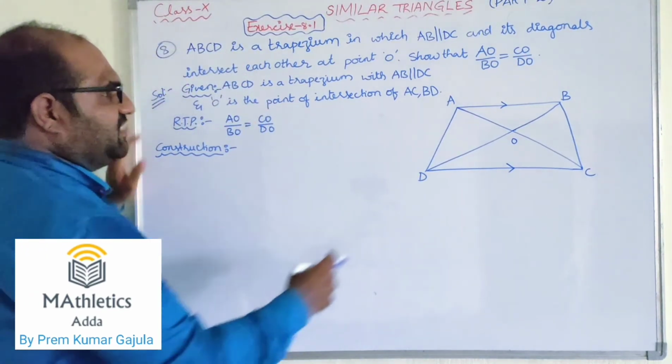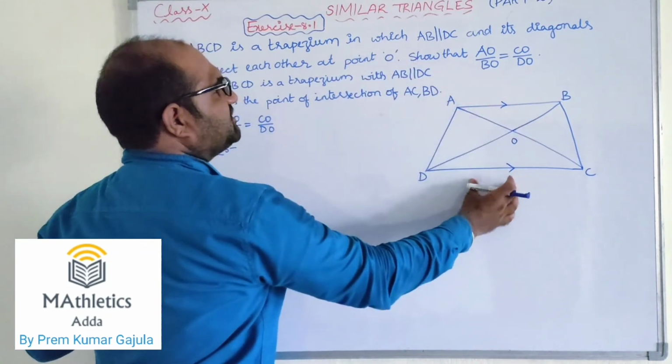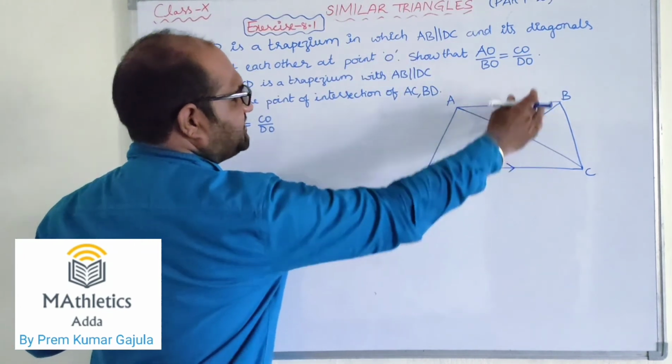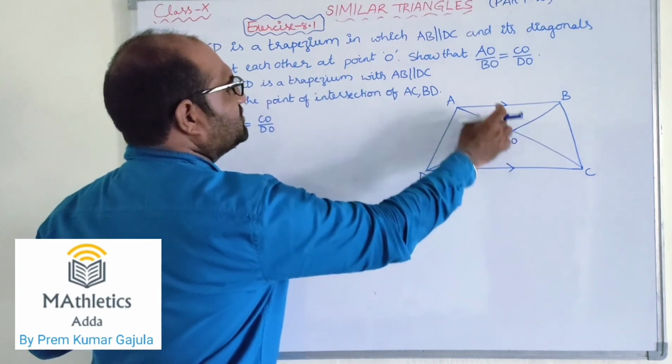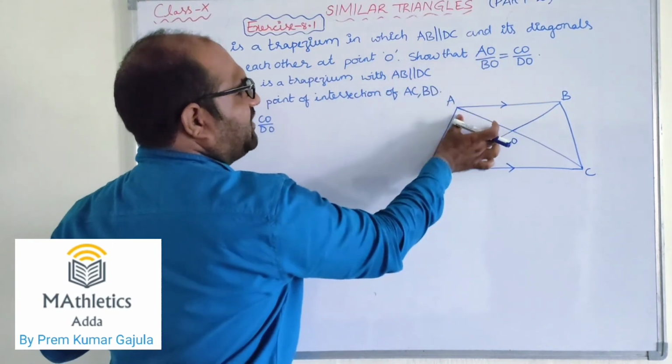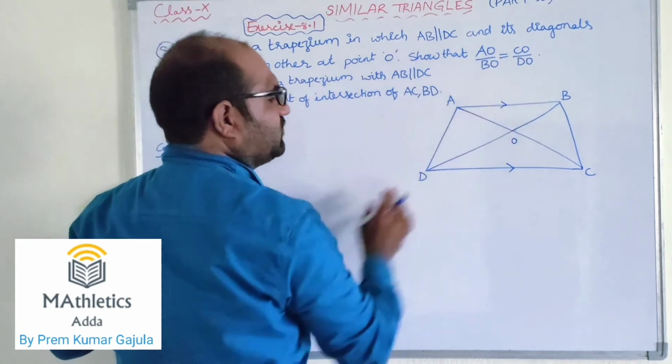Question number 8. ABCD is a trapezium in which AB is parallel to CD and its diagonals AC and BD are intersecting each other at point O. And now we have to show that AO by OB is equal to CO by DO.